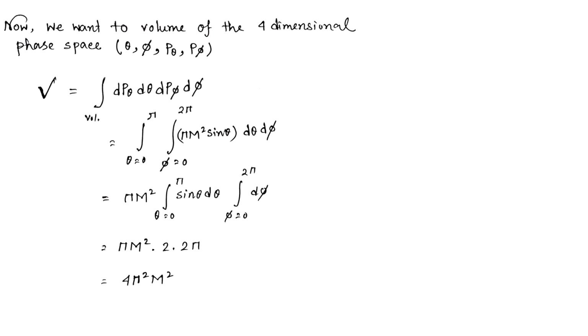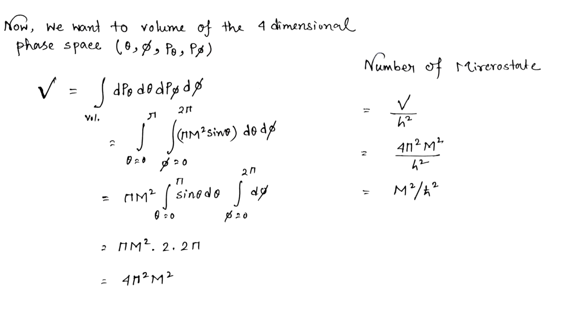Now, if we want to calculate the microstate, we have to divide the volume by h square. Basically, h square is the volume of the unit cell according to our statistical mechanics convention. So here the number of microstates will be v by h square. So if you solve it, you will basically get m square by h cut square. So here h cut is nothing but h by 2 pi.